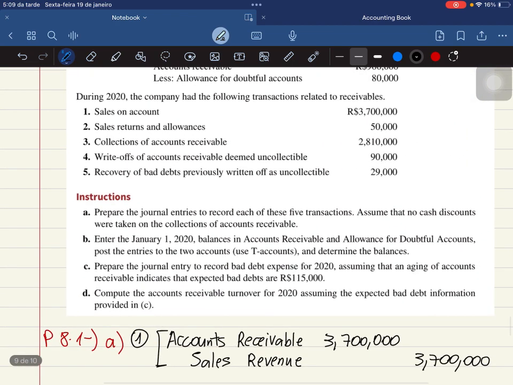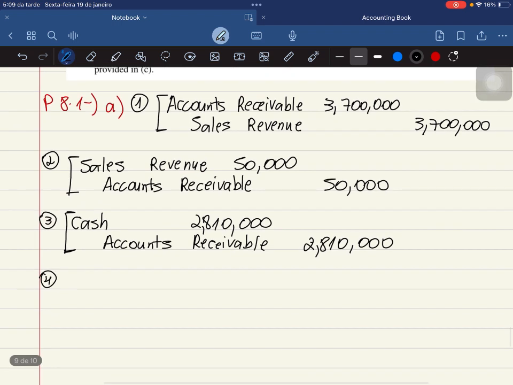4. Write-offs of accounts receivable deemed uncollectible. Okay, so as you remember that I said that when you write off something, it's kind of like saying that you give up, that you know that this customer is not gonna pay you anymore, right? So because you know that this customer is not gonna pay you anymore, you have to deduct the allowance that you previously prepared for this kind of situations, right? And this account we call allowance for doubtful accounts.